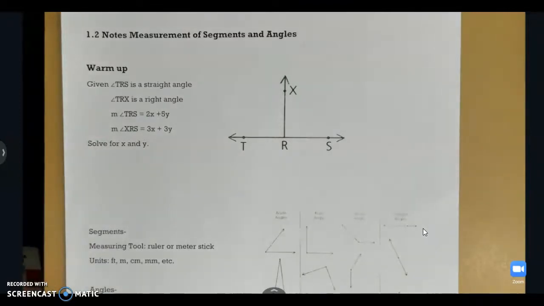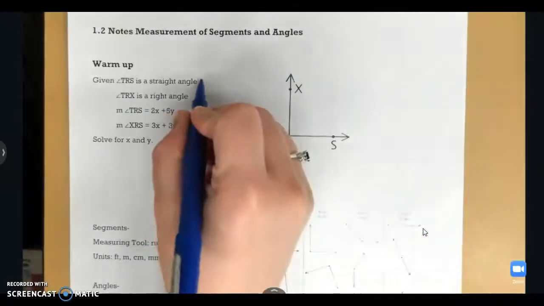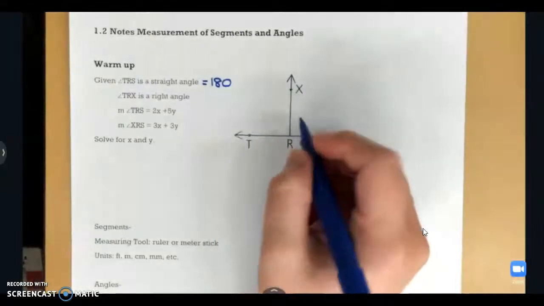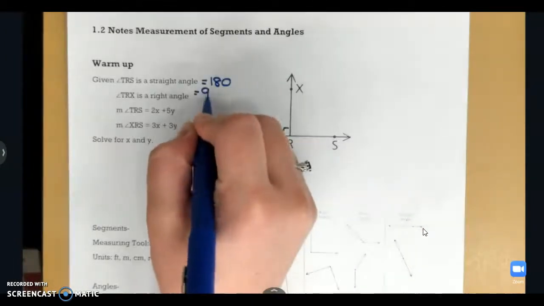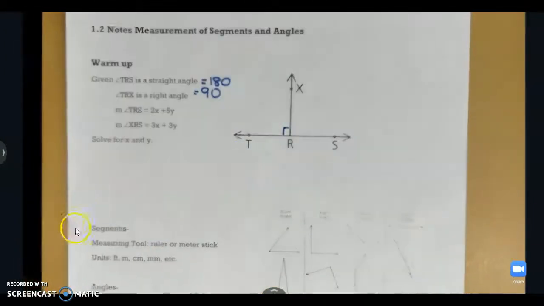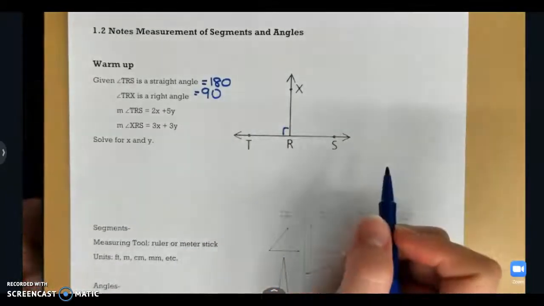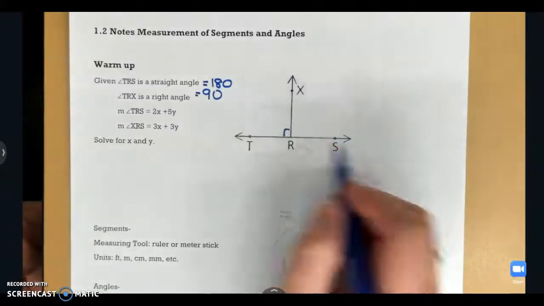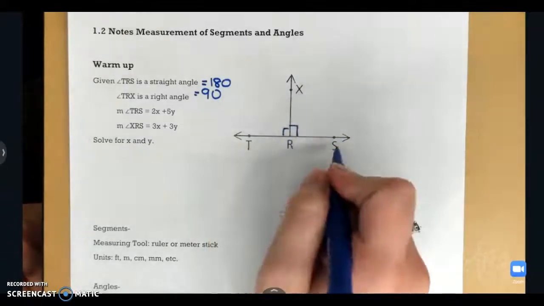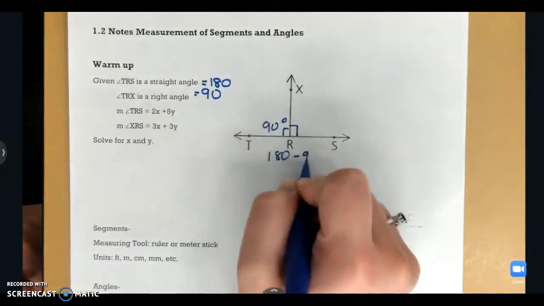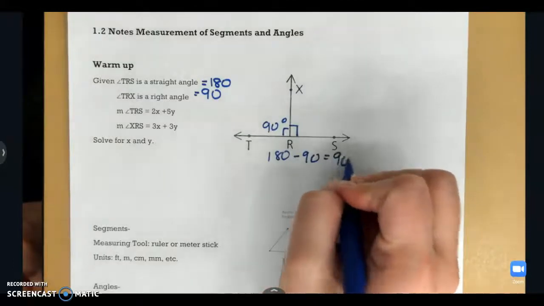So, starting with this warm-up, we are just reviewing systems here. We are given that angle TRS is a straight angle. And remember, a straight angle means it's equal to 180 degrees. And we're told that TRX is a right angle, which means it's equal to 90 degrees. And if TRS is a straight angle and 180 degrees, I can infer that XRS is also a right angle because 180 minus 90 equals... or sorry, 180 minus 90 equals 90.